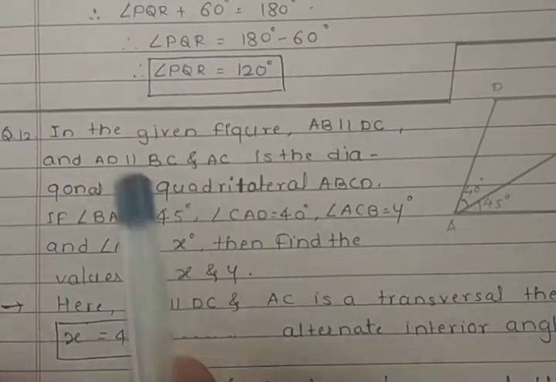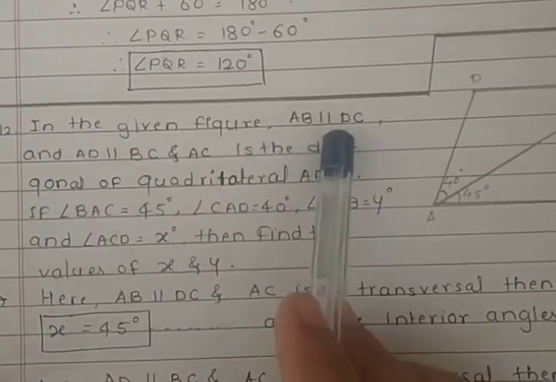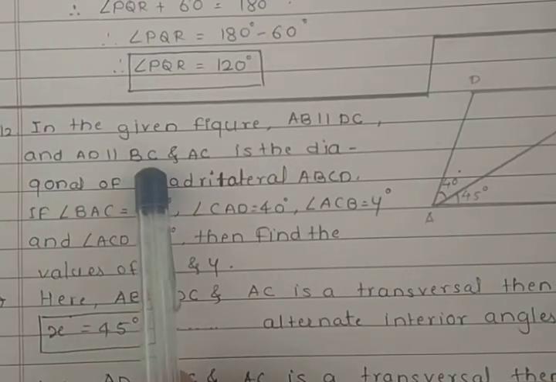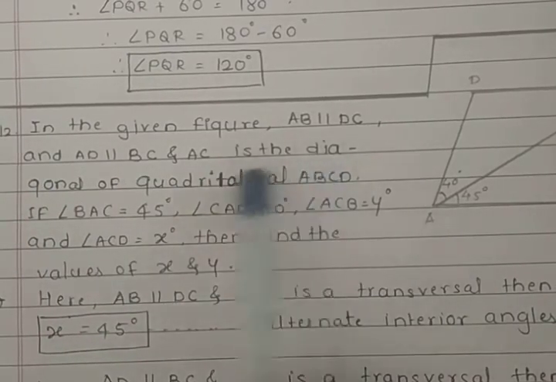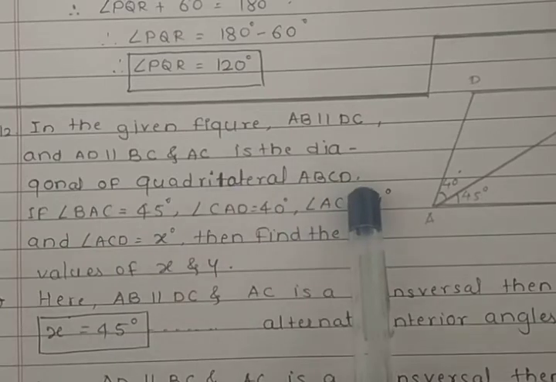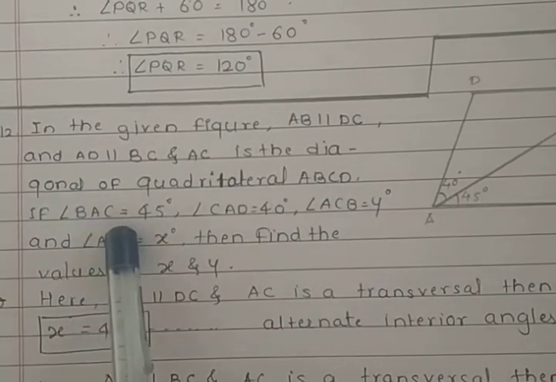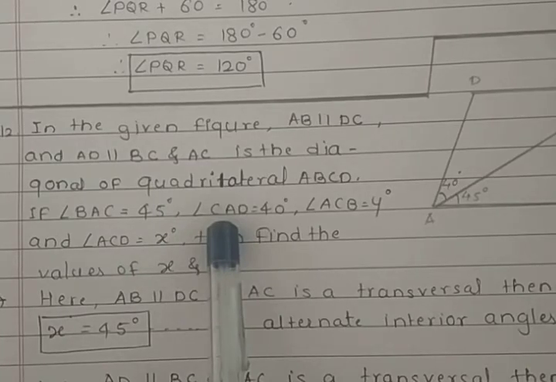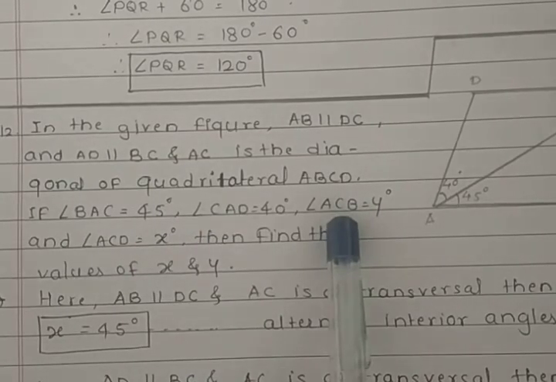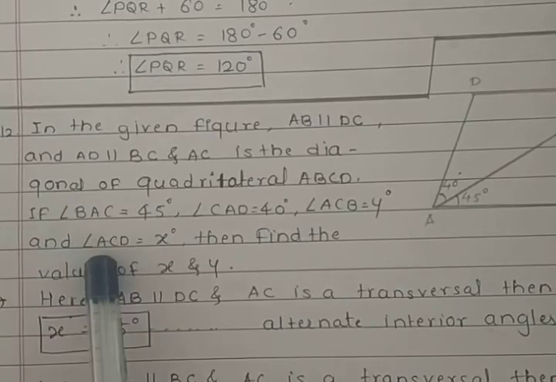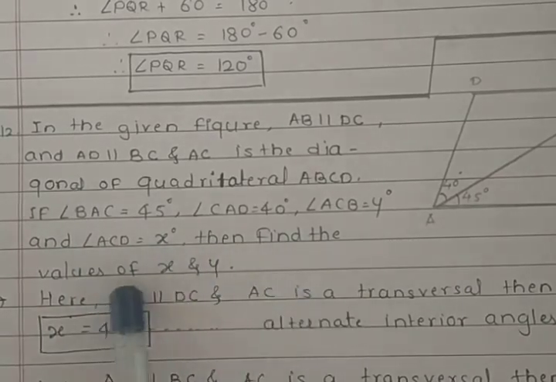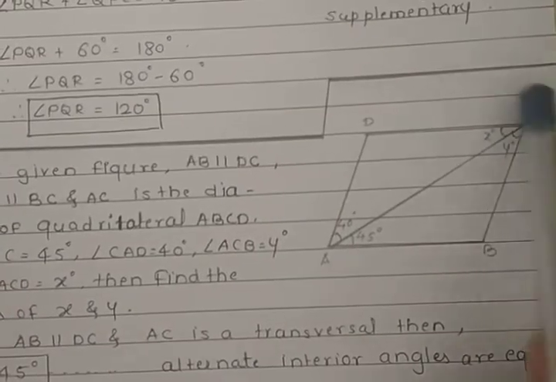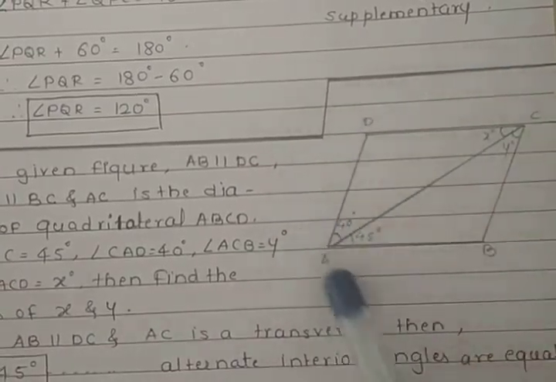Question number 12. In the given figure, AB parallel DC and AD parallel BC and AC is the diagonal of quadrilateral ABCD. If angle BAC is equal to 45 degrees, angle CAD is equal to 40 degrees, angle ACB is equal to Y degrees, angle ACD is equal to X degrees, then find the value of X and Y. See now, if you observe this diagram neatly, you can see that it's a kind of parallelogram, right?